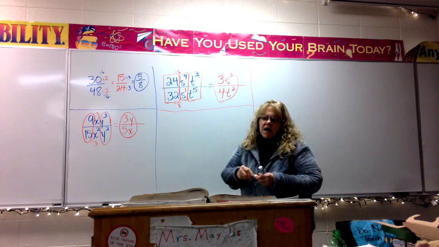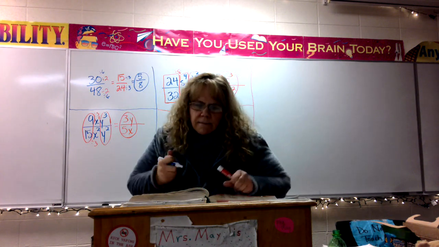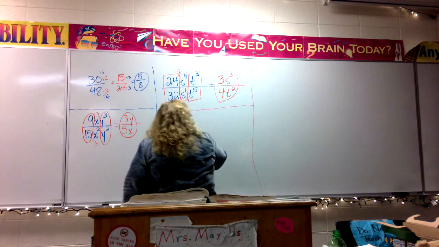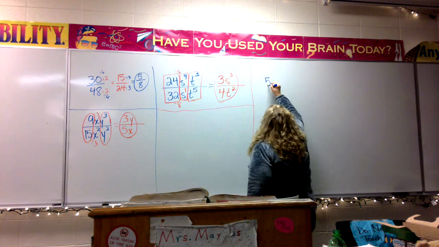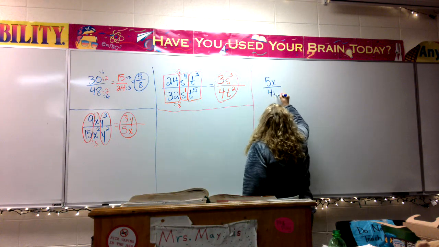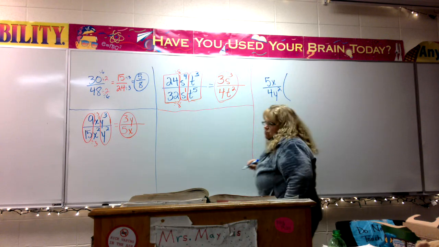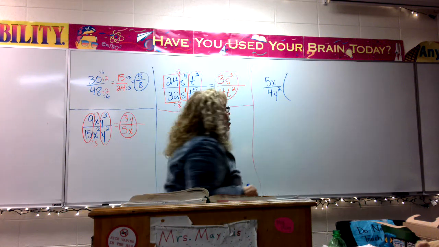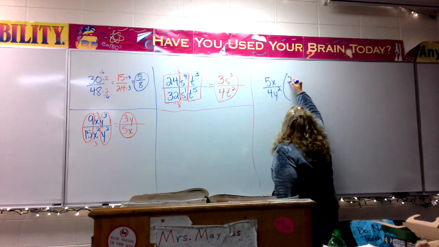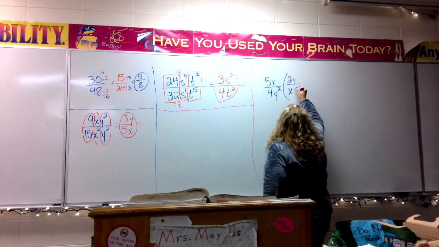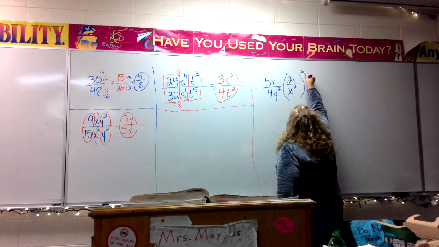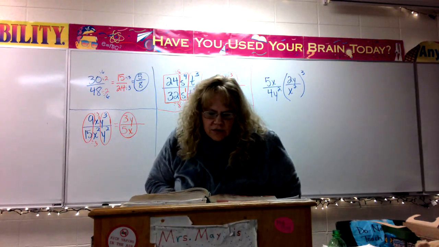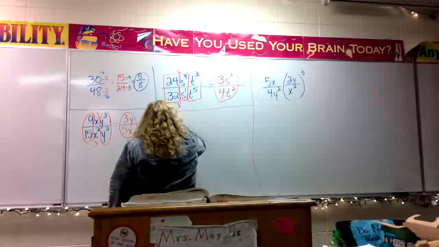Oh, good so far? How about something like 5x over 4y squared? We better go over here. 5x over 4y squared. And then there's a parenthesis, and it's 2y over x squared, and it's raised to the third power. Well, wait a minute. I think I need to back up a little bit. There was one that looks like this.